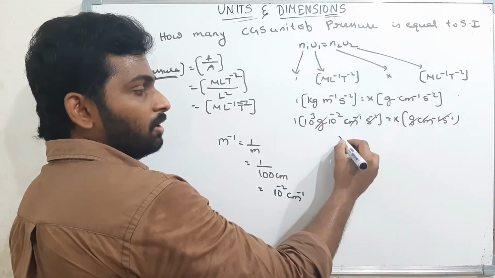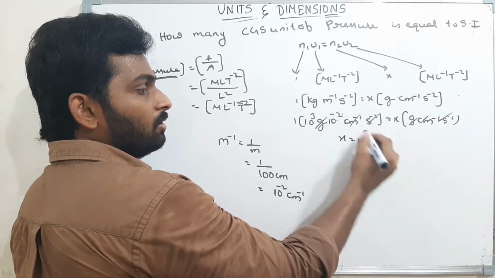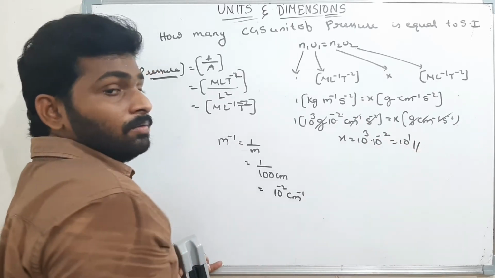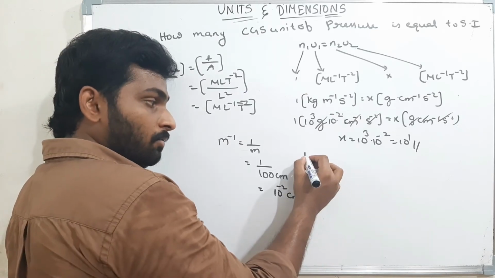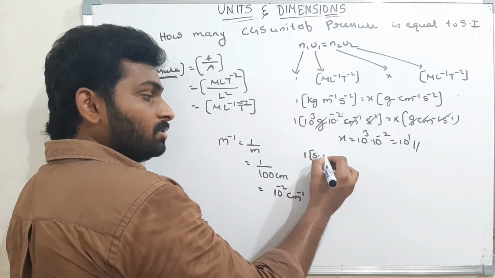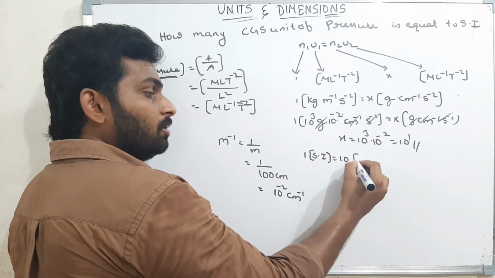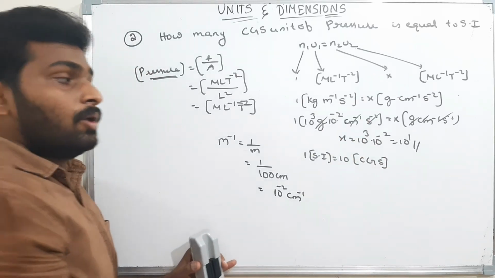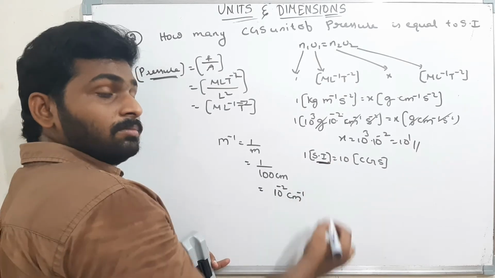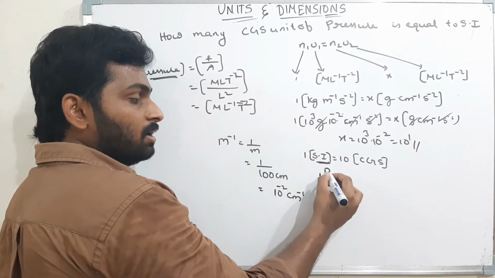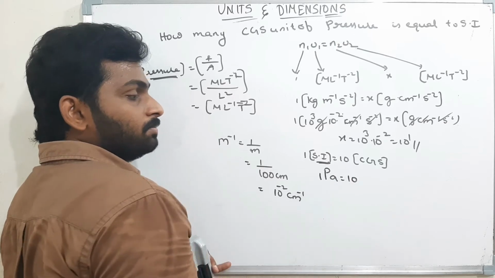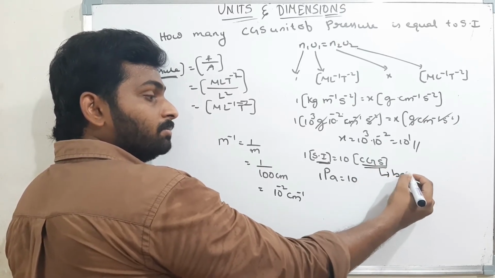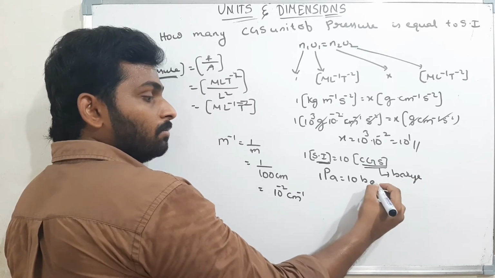What's remaining? The x value will be 10 power 3 into 10 power minus 2, which is nothing but 10 power 1. Therefore, I can write that 1 unit of pressure in the SI system is equal to 10 units of pressure in the CGS system. Now, the unit of pressure in the SI system is 1 Pascal. Therefore, 1 Pascal is equal to 10 times the unit of pressure in the CGS system, which is nothing but bar. Therefore, 10 bar.